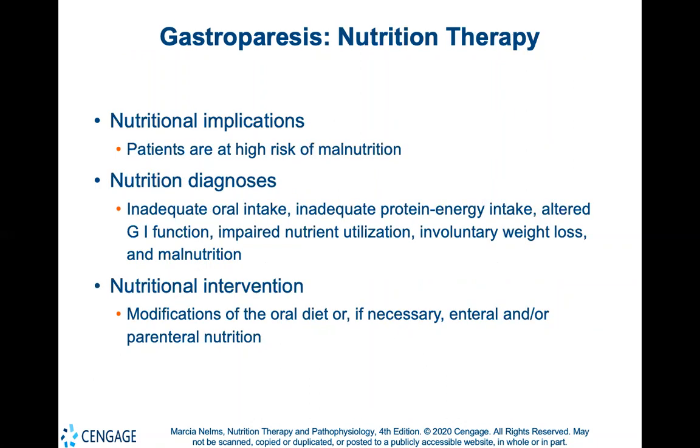Nutritional implications: the patients are at high risk of malnutrition. Nutrition diagnoses include inadequate oral intake, inadequate protein energy intake, altered GI function, impaired nutrient utilization, involuntary weight loss, and malnutrition. Nutritional intervention: modifications of the oral diet, or if necessary, enteral or parenteral nutrition.